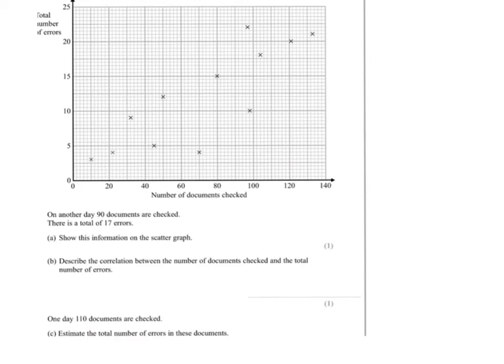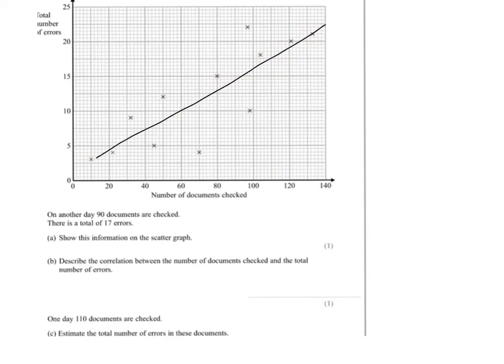One day, 110 documents are checked. Estimate the total number of errors in these documents. So 110 is halfway between 100 and 120. So we need to come up this line, and we need to make an estimate that's consistent with the way the dots are going. Now you could draw in a line of best fit and use that, or you could just plot the point in the right sort of place, taking into account the way the points are going. I think I might just mark the line and it might help.